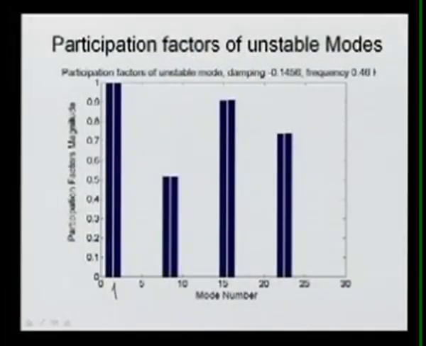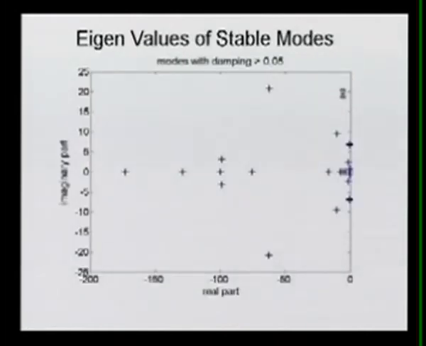This is corresponding to generator 1, this to generator 2, this to generator 3, and this to generator 4. The first value is the participation factor of the unstable mode, which has the damping and the frequency in hertz. How? We can calculate it from this value.